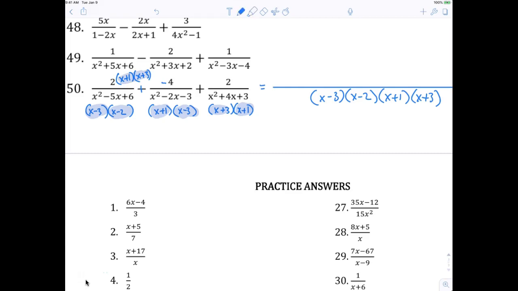Okay, so look at the denominator, please. What's in this denominator? X minus 2x. What do I need? I need that as a common denominator. So which ones are missing? X plus 1, x plus 2. That's exactly right.